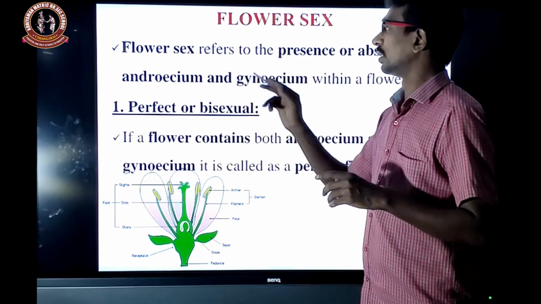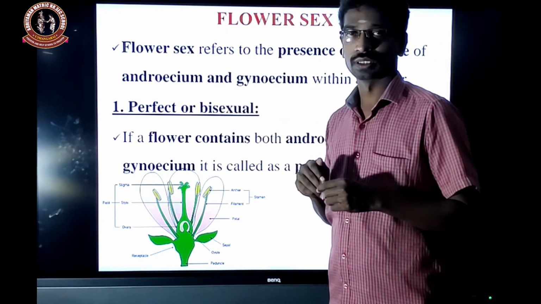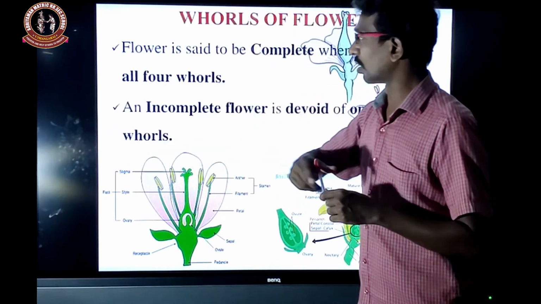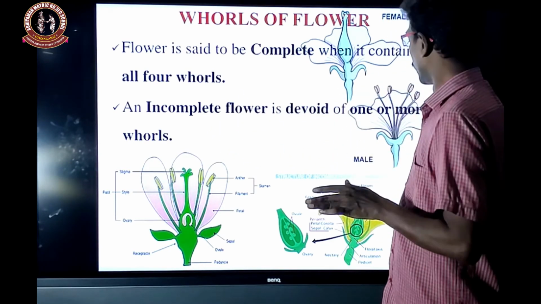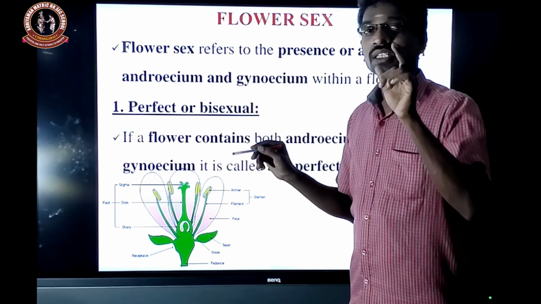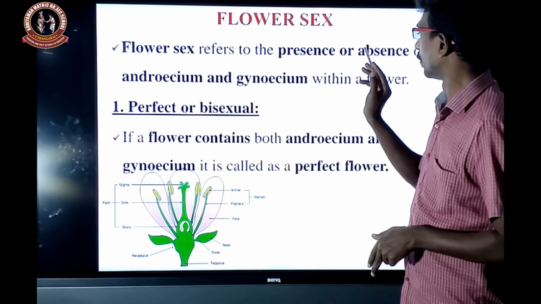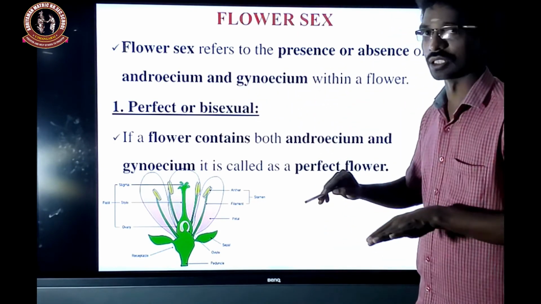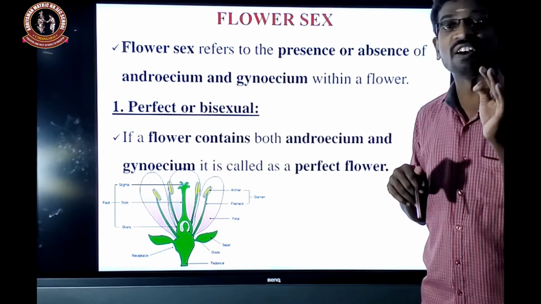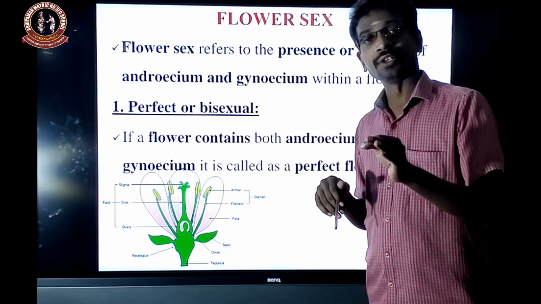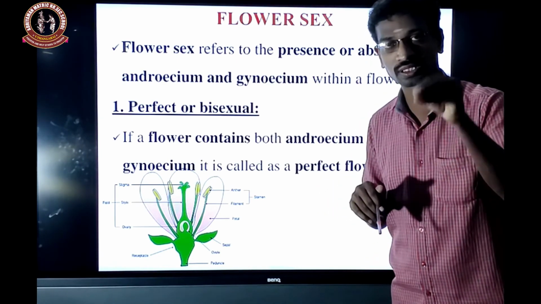Next, the flower sex. The flower sex refers to the presence and the absence of androecium and gynoecium. Based on the flower whorls, if all the four whorls are present, that is a complete flower. If any one whorl is absent, that is an incomplete flower. So here, flower sex depends on the sex organ. If both the sex organs are present, that is both androecium and gynoecium are present, the particular flower is said to be a perfect and bisexual flower. Perfect flower means both androecium and gynoecium are present. That is bisexual. Both the sex organs are present in the same flower.